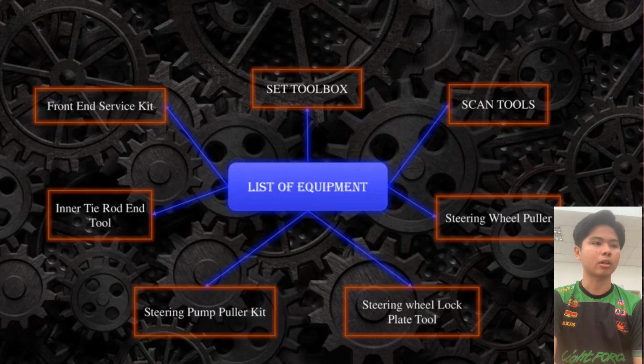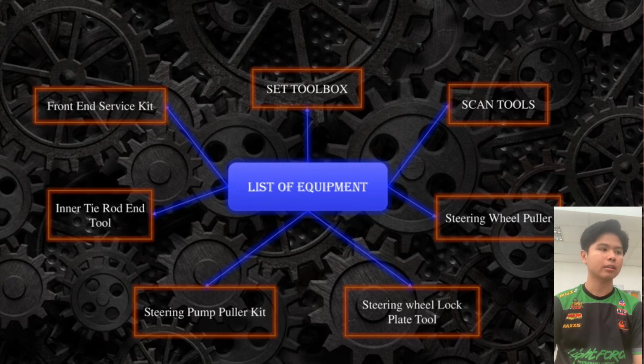For the list of equipment, firstly we use a set of toolbox, scan tools, steering wheel puller, steering wheel lock plate tool, steering pump puller kit, inner tie rod end tool, and lastly front end service kit. Okay, that's all from me.